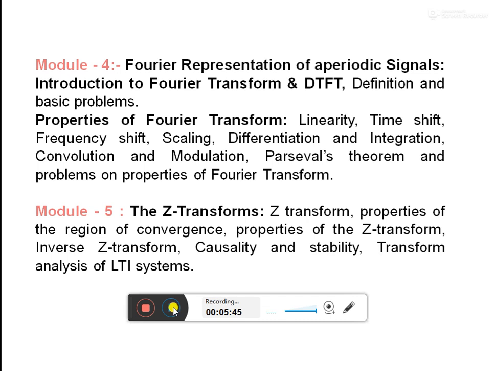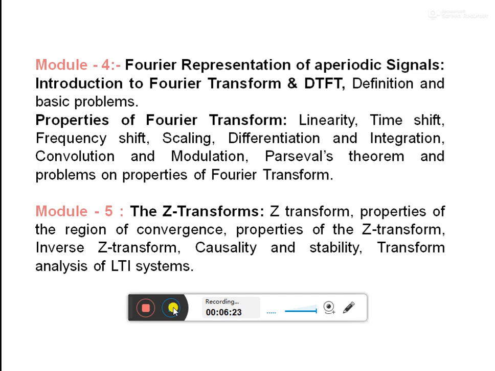In fourth module, you will learn about Fourier representation of aperiodic signals, where we will discuss two important types of transformation, that is Fourier transform and discrete time Fourier transform. Definition of these two transforms along with a few basic problems will be discussed. Then we will take up the properties of Fourier transform both in discrete and continuous form, where we will discuss important properties like linearity, time shift, frequency shift, scaling, differentiation and integration, along with convolution and modulation.